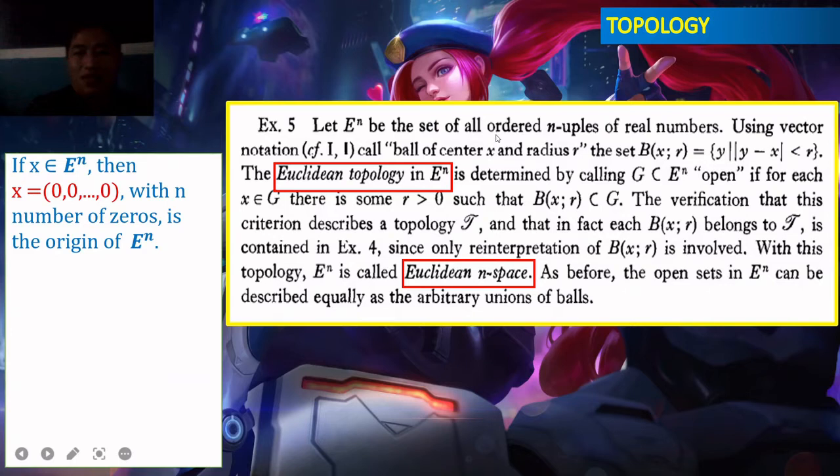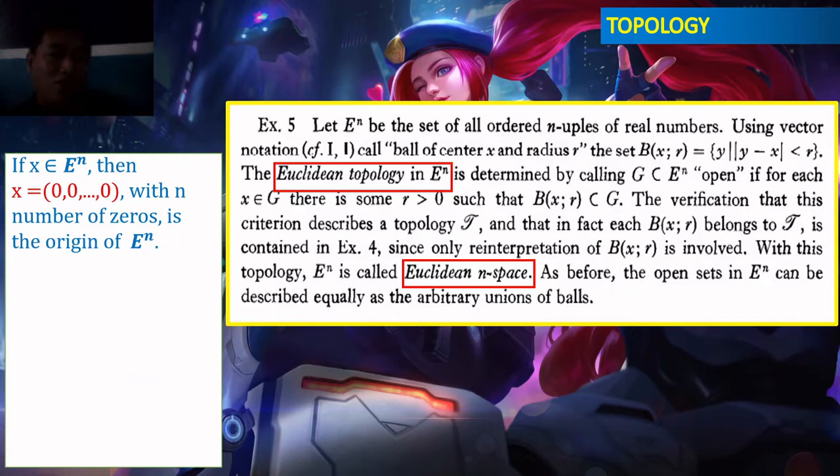Okay. So, the set of all ordered N tuples of real numbers. So, if natay X ng element ni EN, then, X is equal to 0, 0, 0 here with N number of zeros. So, N na kabuok. Kay kada dimension, mo na siya diri sa E1. And then kung E2 lang, duha lang kabuok 0. So, kung mo na sa E2, kung naka sa Cartesian plane, ordered pair. So, mo na duha.